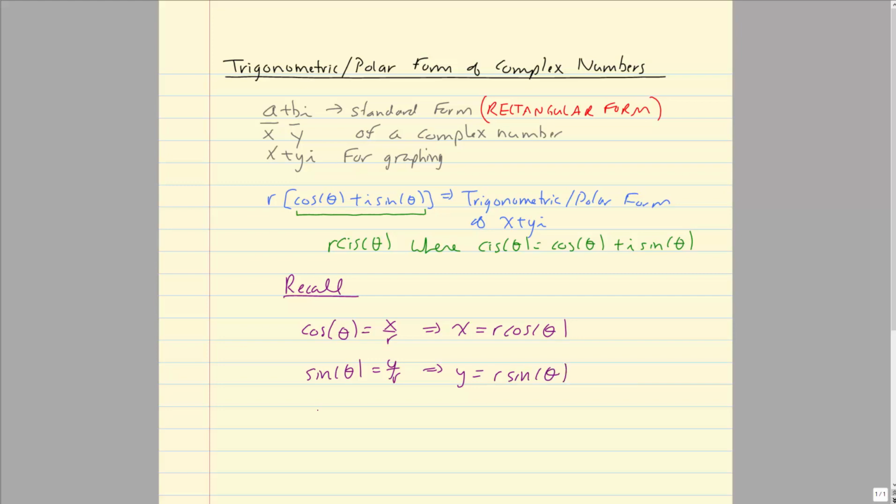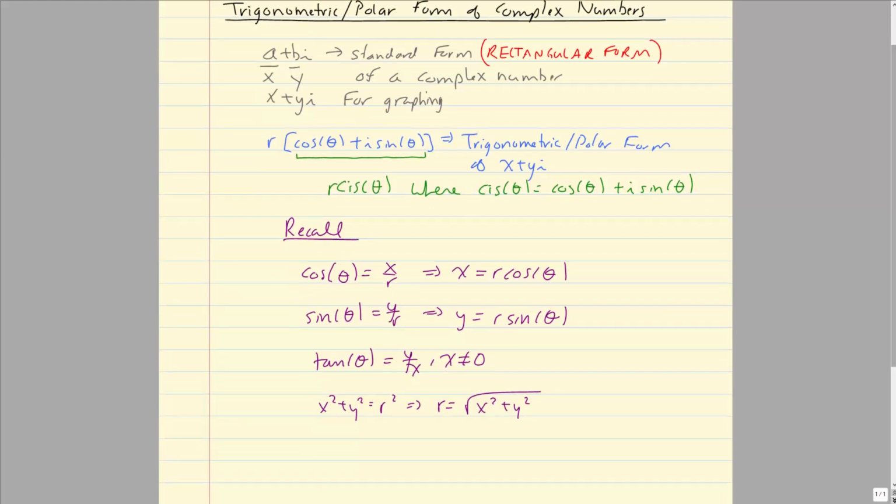If you'll recall, we also had tangent theta. Tangent was sine over cosine, or y over x, where x cannot equal 0. And then we also had x squared plus y squared equals r squared. If we solve this for r, I get r equals the square root of x squared plus y squared. Now please note, I can't take that square root sign and distribute it across the sum. You can never do this.